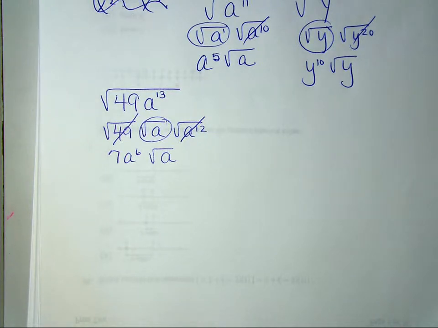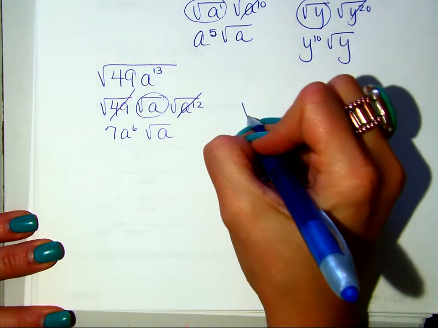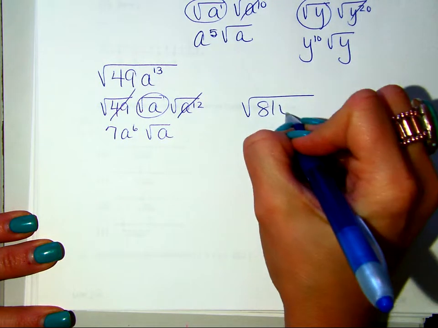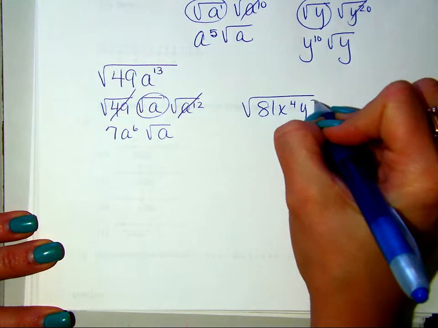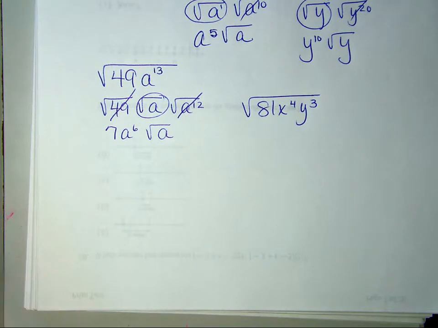Got it? Okay. Let's do the square root of 81, x to the 4th, y to the 3rd.